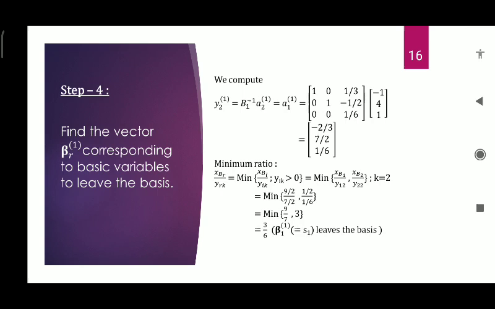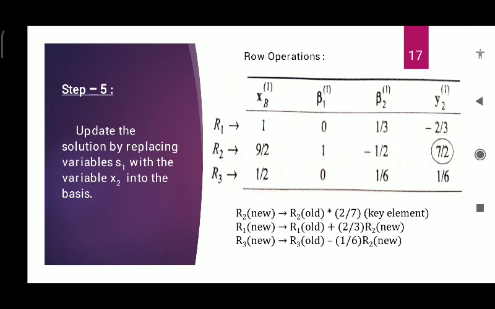The minimum ratio is xbr by yrk. That can be calculated in the usual manner by omitting the negative value and taking only the positive values, using the formula. Here we found 3 by 6, and the corresponding variable s1 is selected to leave the basis. So in step 5, we update the solution by replacing the variable s1 with the variable x2 in the basis, and then we go to the next iteration, determining the new rows R1, R2, R3 with the help of the above table, and we get the following table.